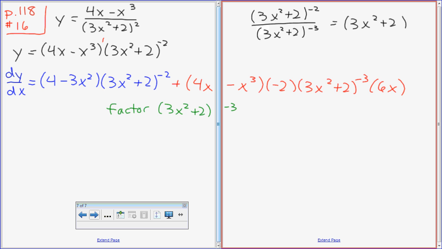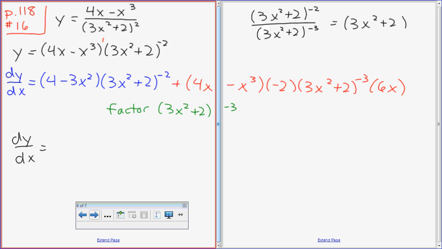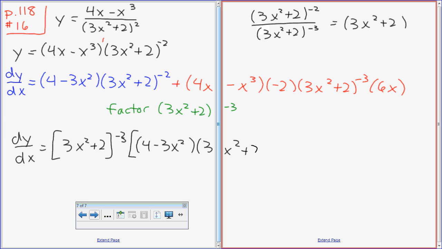Okay? So I'm going to say dy by dx equals 3x squared plus 2 to the negative 3. Then I'm going to be left with 4 minus 3x squared, times 3x squared plus 2, plus minus 12x times 4x minus x cubed. Now I'm going to let the power of this question sink in again here. And we're going to get more into this. We'll find a short form to do this.